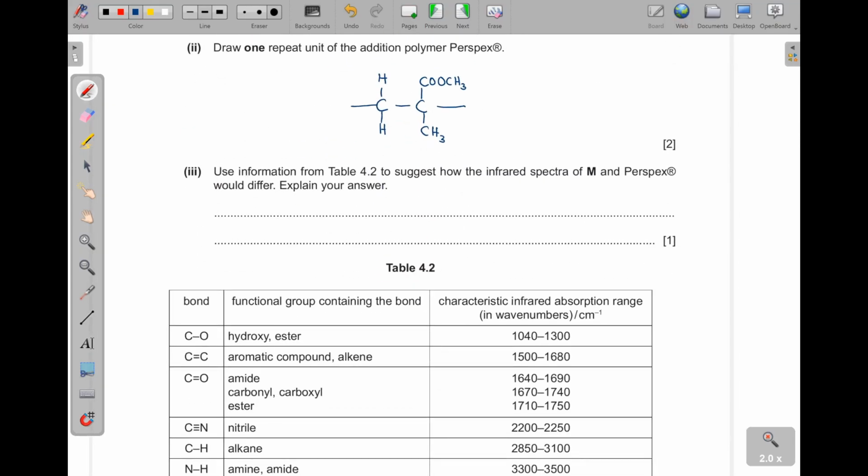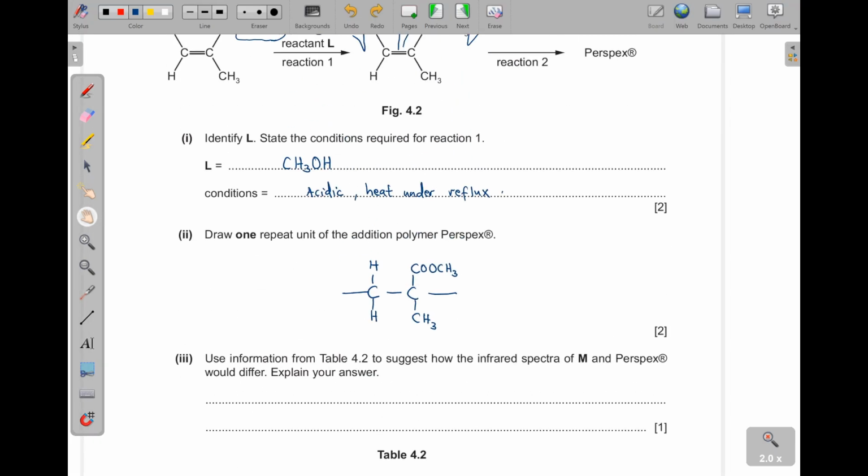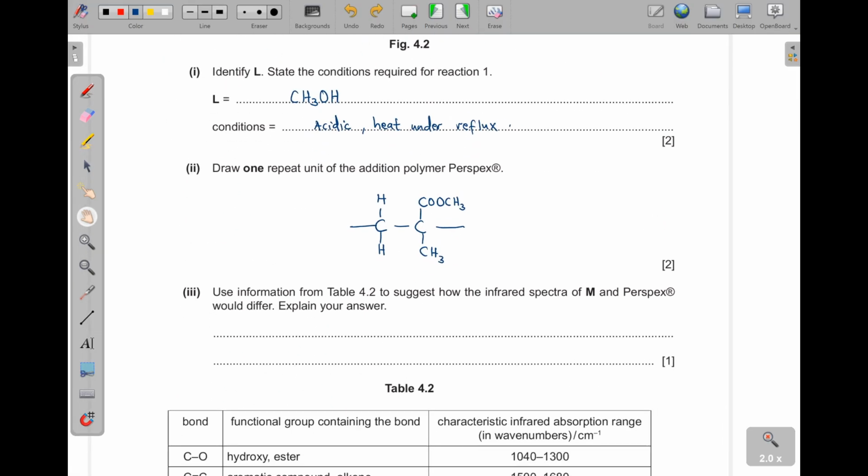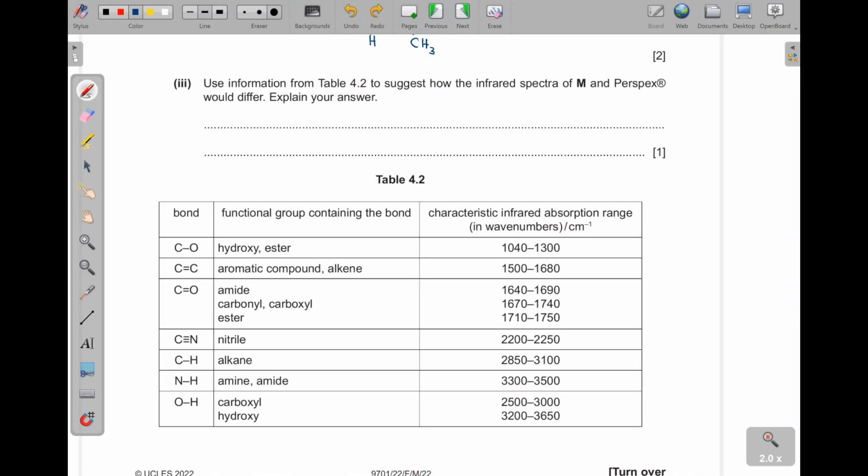Roman 3, use information from table 4.2 to suggest how the infrared spectra of M and perspex would differ. Explain your answer. Now, this one is very, very simple. This one here, we are seeing there is no double bond here. The rest are there. These ones are there. So there is no double bond. Now, M is an alkene. This one is no longer an alkene. It doesn't have the double bond. So what I will do, I will go to the absorption where there is an alkene. So for alkene, we are seeing it here.